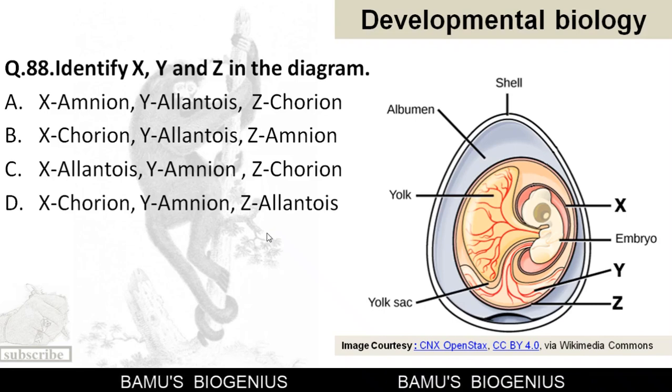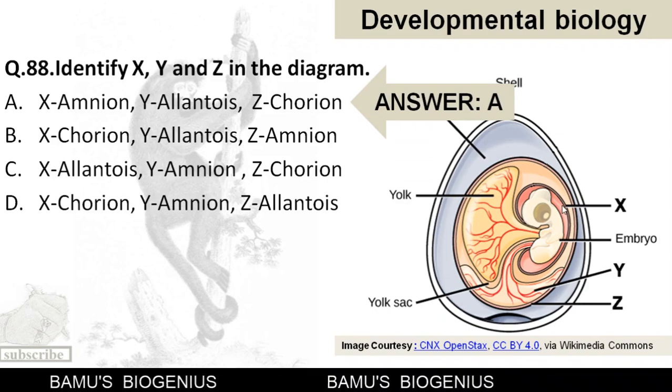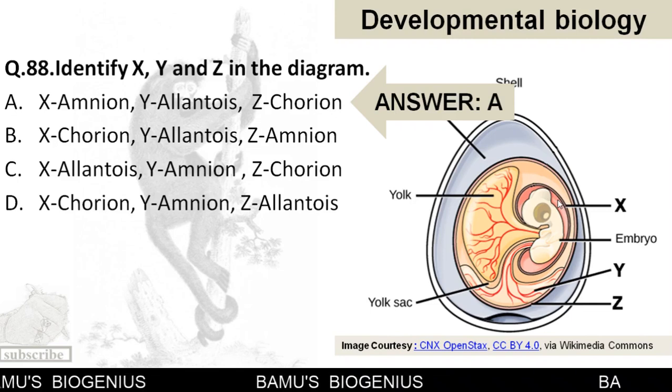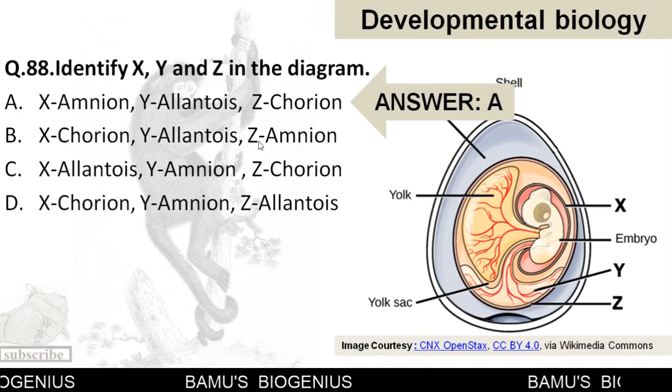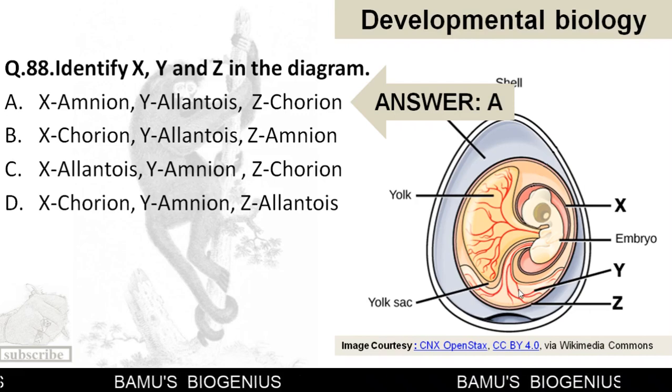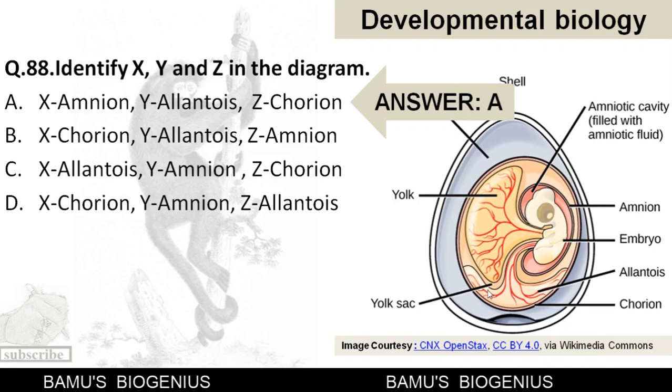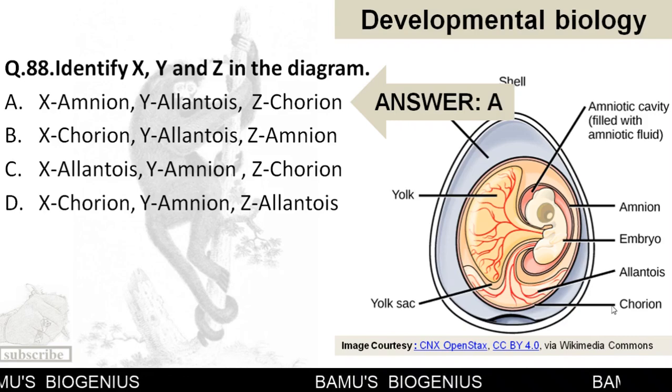The answer is A. X is amnion, so this is an amniotic cavity, and in this amniotic cavity, amniotic fluid is there. So this is amnion. Y is allantois. So this is allantois. And Z is chorion. So you can see here Z is chorion. So the answer is A.